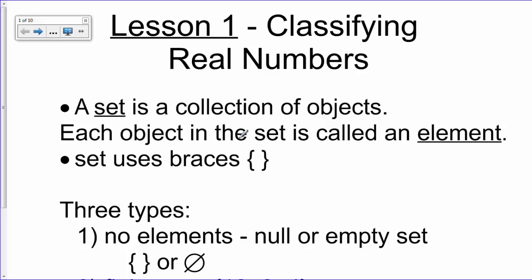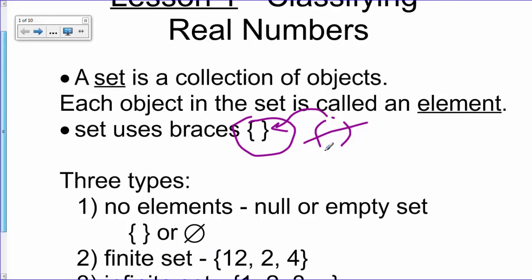Now, braces are this symbol right here, okay? Parentheses are not the same thing as the braces, okay? If you are telling me that it's a set, or you are giving a set of numbers, you have to use the brace symbol. So there are three types of sets.